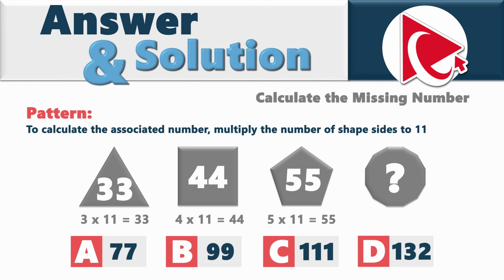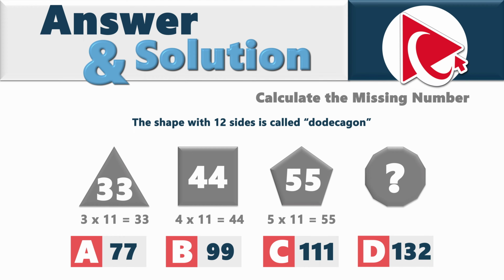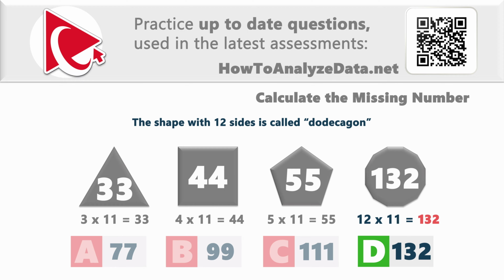And now comes the most interesting part. Did you know that the shape with 12 sides is called the decagon? And to calculate the number associated with the decagon, we need to multiply 12 by 11, and the end result of this is 132. So the correct answer here is choice D, 132.